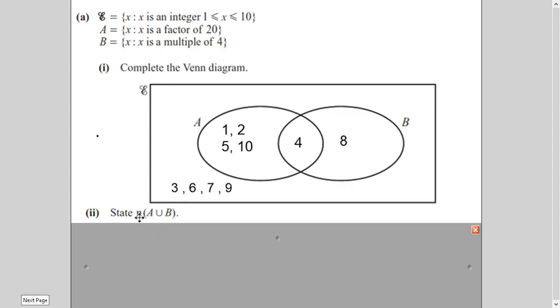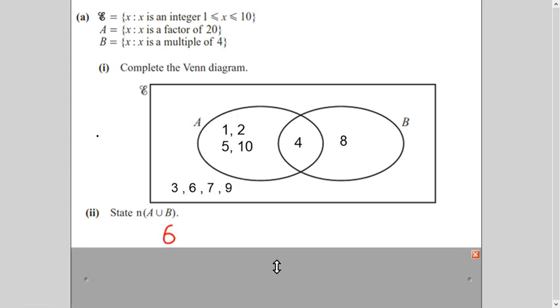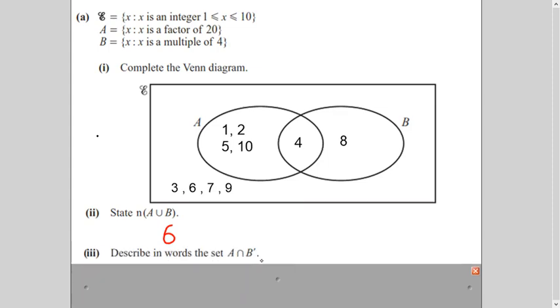The next part of the question says number of elements in A union B. It means count all these. How many are there? 1, 2, 3, 4, 5, 6. So the number of elements in A union B is 6. Now this is an interesting question.